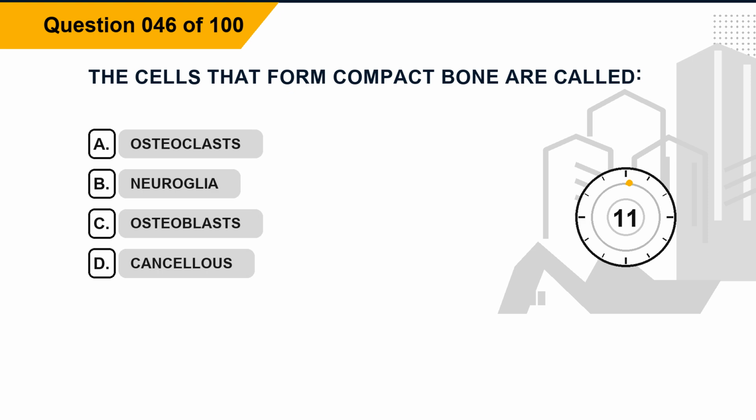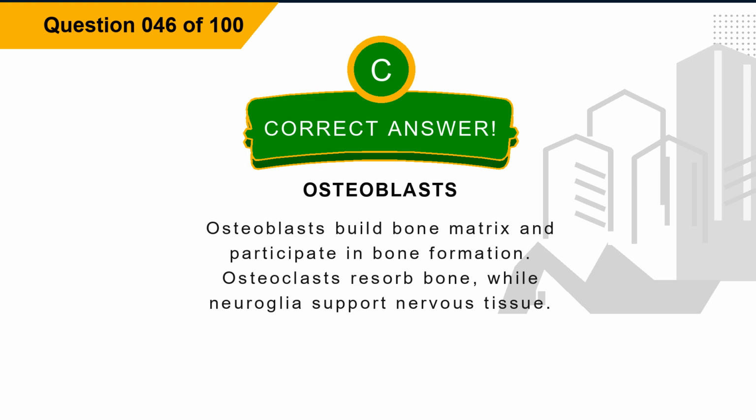Question 46. The cells that form compact bone are called. Option A, osteoclasts. Option B, neuroglia. Option C, osteoblasts. Option D, cancellous. The correct answer is option C, osteoblasts. Explanation. Osteoblasts build bone matrix and participate in bone formation. Osteoclasts resorb bone, while neuroglia support nervous tissue.